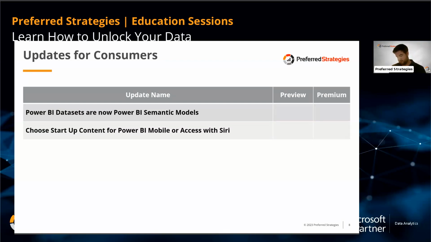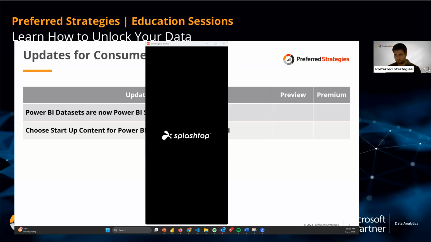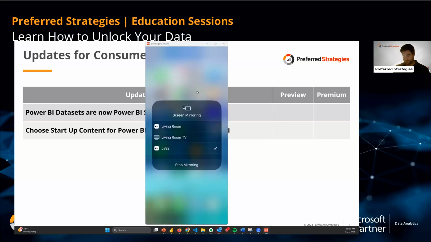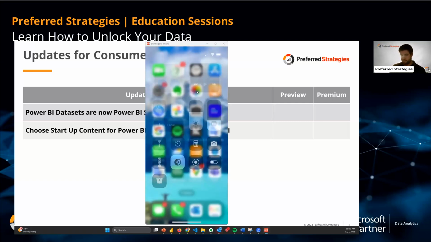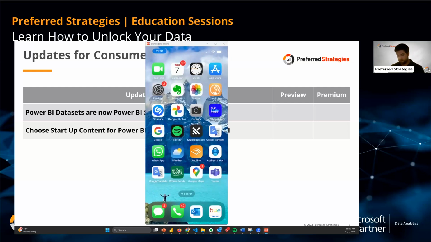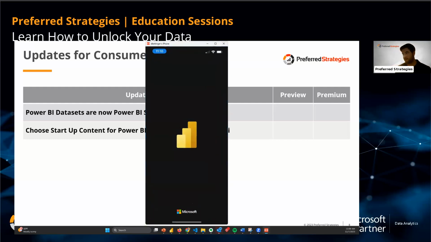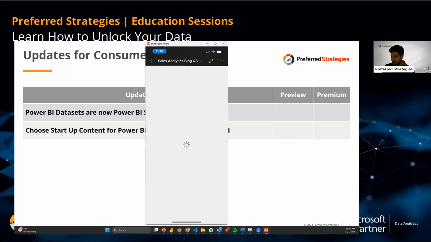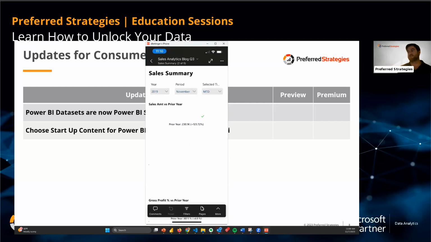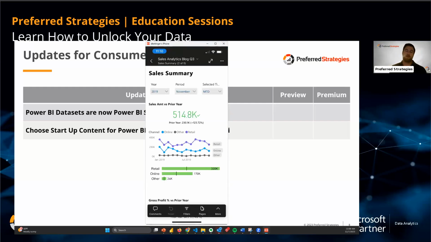So I'm going to cast my mobile device. Bear with me for a second. From here, we can open the Power BI mobile application. I'm going to open that up, and now you'll see that you have the ability to have a piece of content automatically load when the mobile app opens. And why is that relevant?